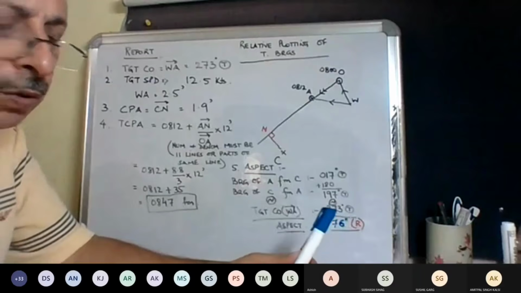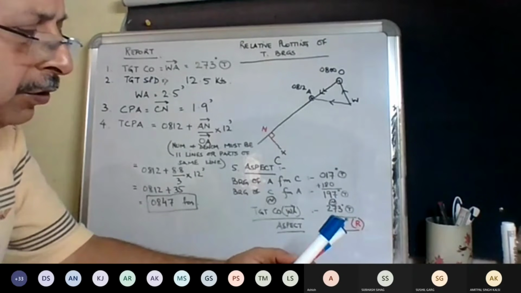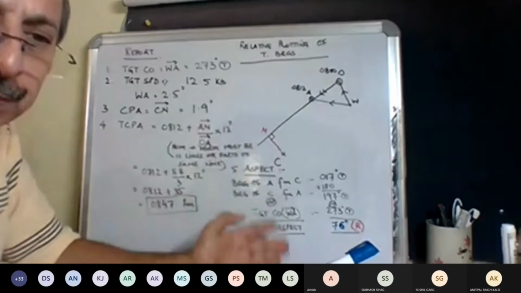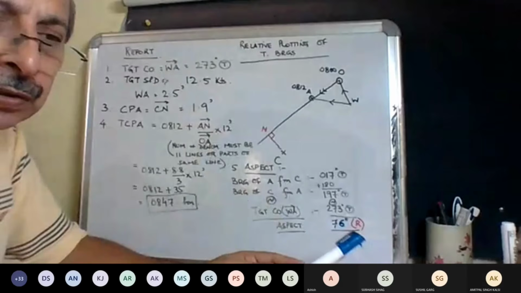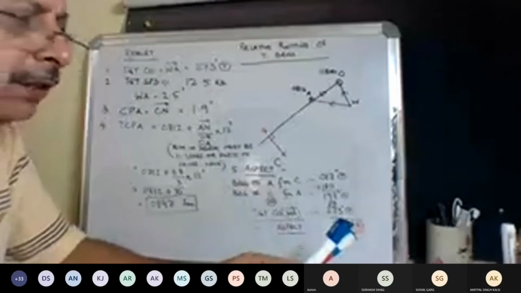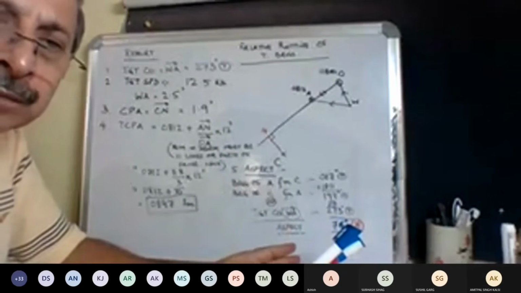There are two ways of nomenclature for aspect. One is put yourself on your own ship. Second is put yourself on the target's bridge. Both will give you the same answer. Depends which one you are more comfortable with.